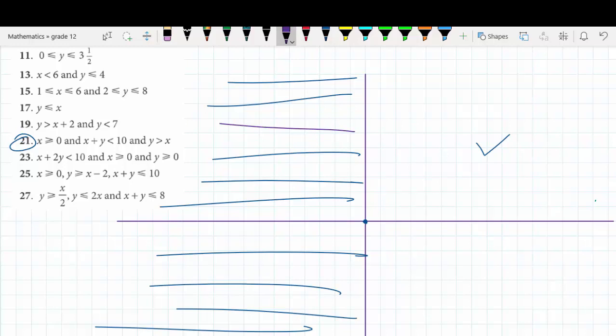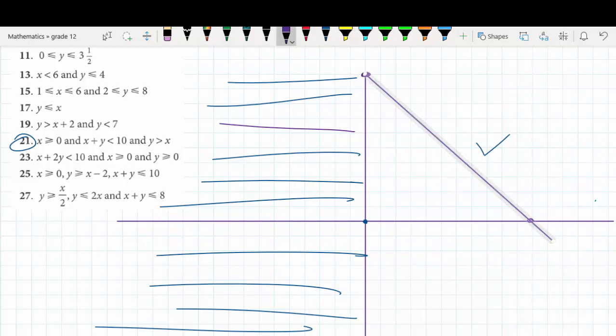Now, this one: x plus y is less than 10. If we put 0 in place of x, y will be 10. So y is 10 here. If we put 0 in place of y, x is 10. Join them with a straight line.